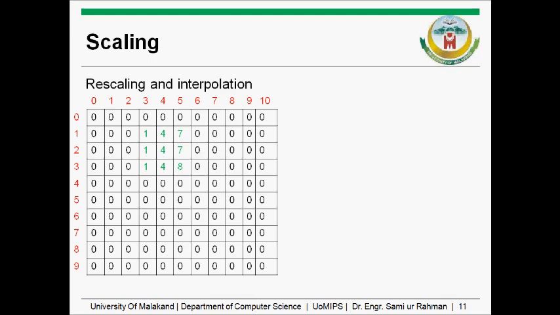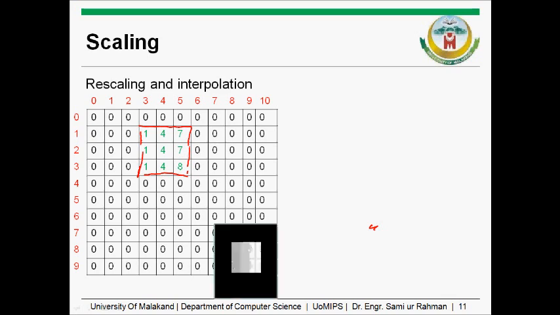Let's say I have this image, and I have a small object inside this image. This is an 11 by 10 image, and I have this object inside it. Clear? Now I want to rescale this image, and in this rescaling I increase the size by a factor of 2. Okay, simple.